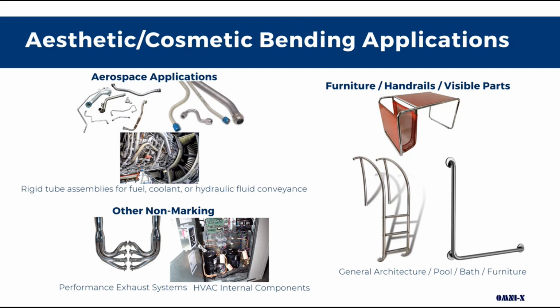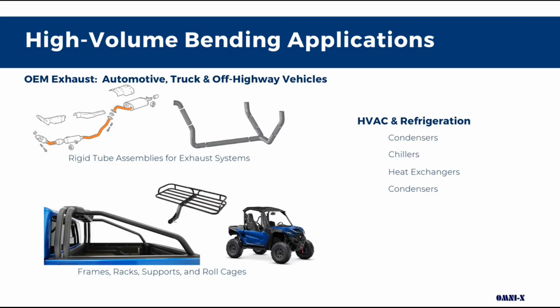Some common examples of cosmetic bending applications include aerospace fluid conveyance, furniture, handrails, invisible grips, aftermarket performance exhausts for automobiles and trucks, and internal components for heating, ventilation, and air conditioning systems. Some common examples of high volume bending applications include OEM exhaust systems for automobiles, trucks, and off-highway vehicles, frames, racks, and roll cages for all-terrain vehicles, as well as other components for heating, ventilation, air conditioning, and refrigeration.